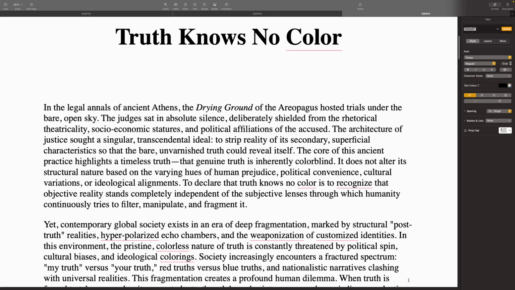Truth knows no color. In the legal annals of ancient Athens, the Areopagus hosted trials under the bare open sky. The judges sat in absolute silence, deliberately shielded from the rhetorical theatricality, socio-economic statures, and political affiliations of the accused. The architecture of justice sought a singular transcendental ideal: to strip reality of its secondary superficial characteristics so that the bare unvarnished truth could reveal itself.